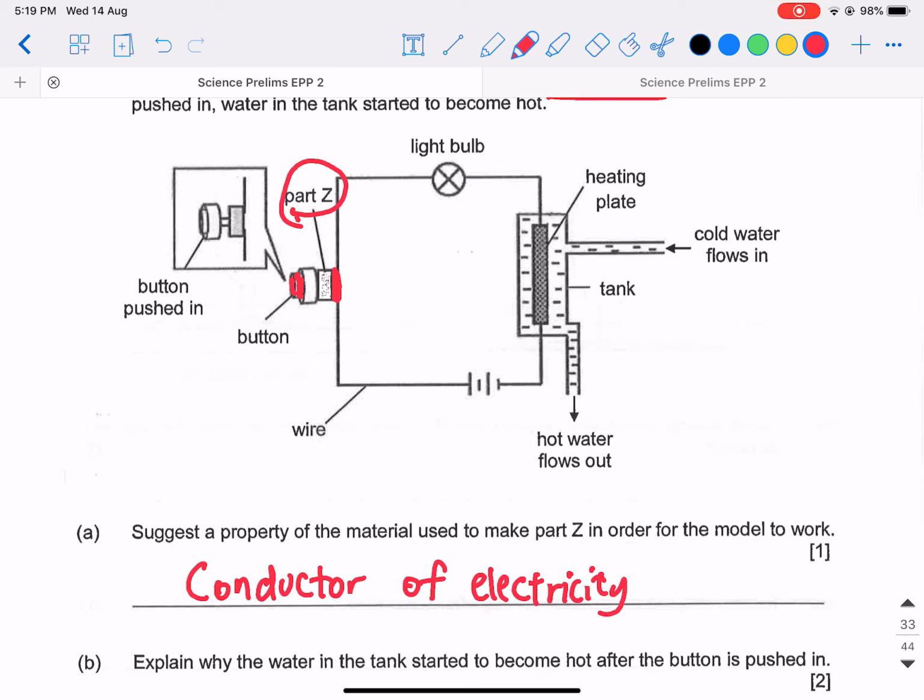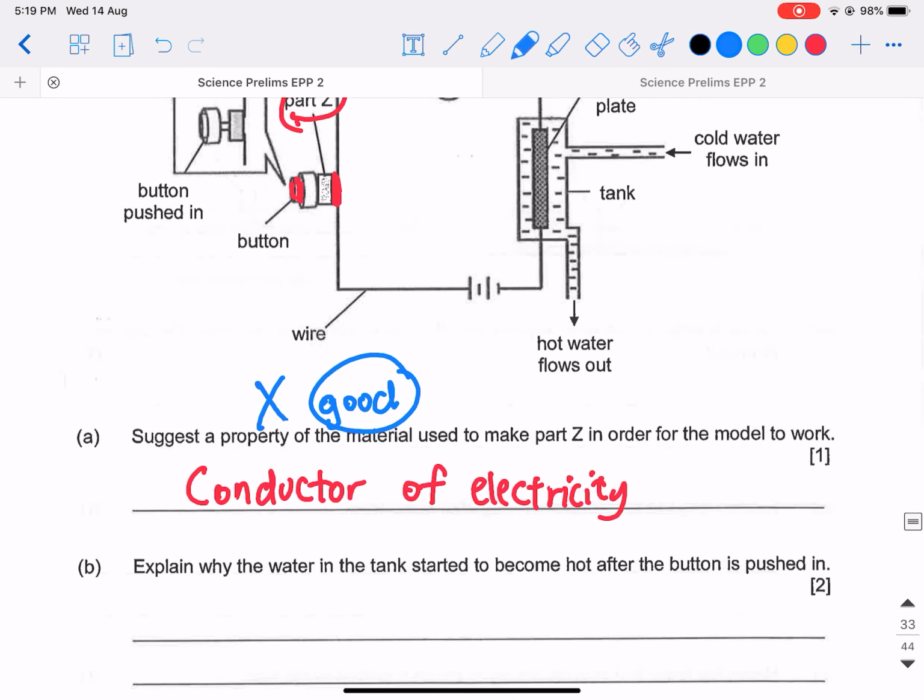Okay, remember I've mentioned this in class before. Do not talk about it is a good conductor. Do not even use this word. Electricity is only conductor or insulator. There's no such thing as good or bad conductor. Alright, so if you have used the word good, please mark it as wrong.